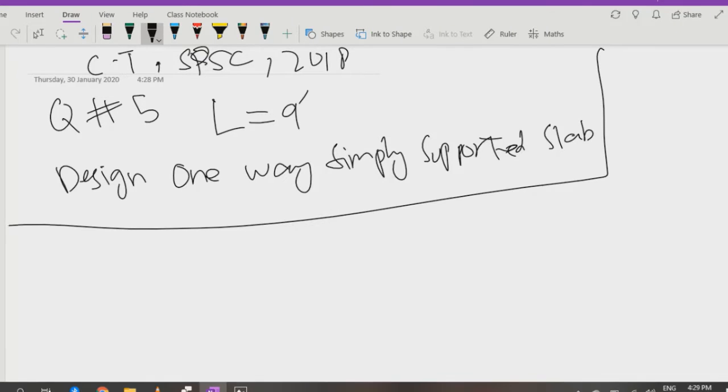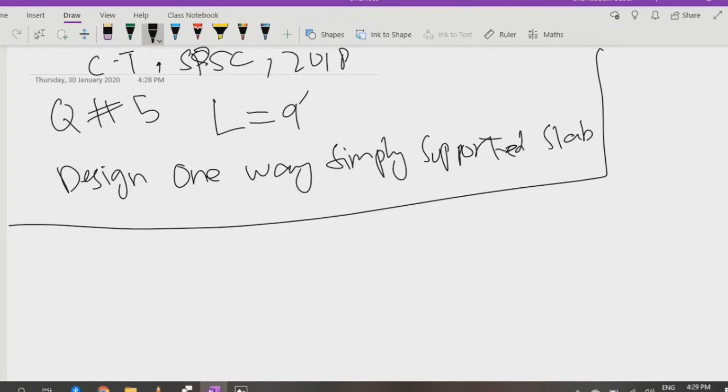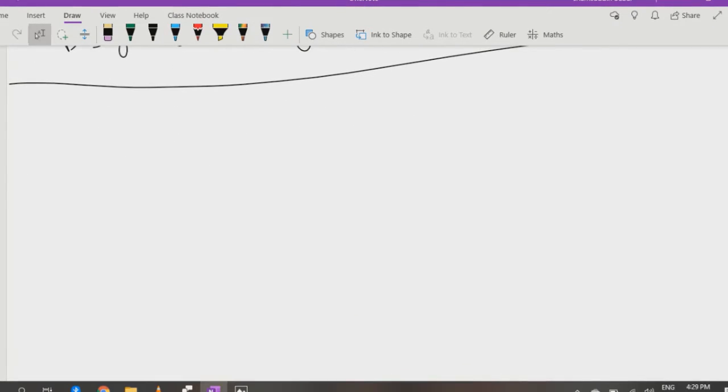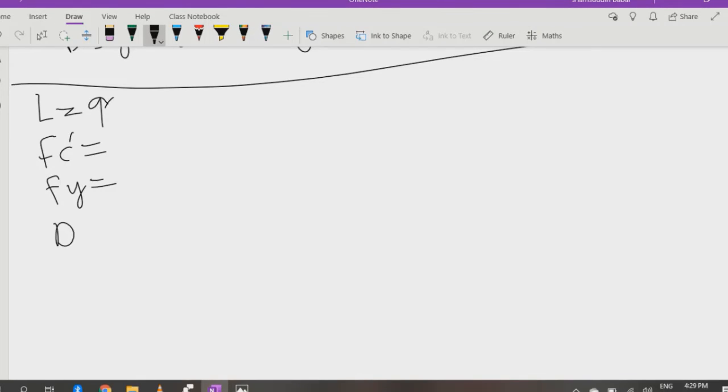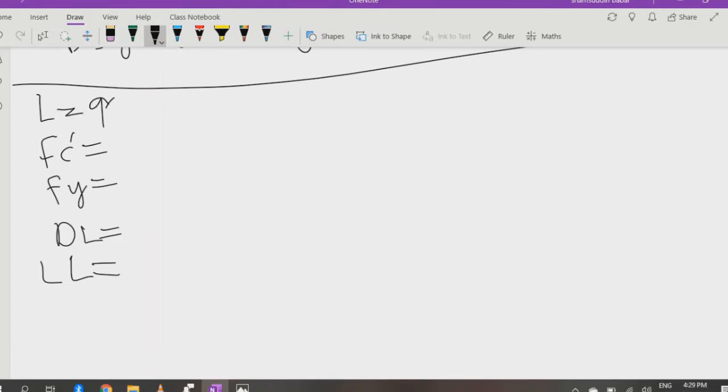Now this is the whole of our question. Before proceeding towards the steps, we actually need data. So the data is: initially we have span length equal to 9 feet, and we are assuming our FC is equal to Fy, and we also have to assume dead load and live load as well. Lambda is equal to 1, so we are not writing it.